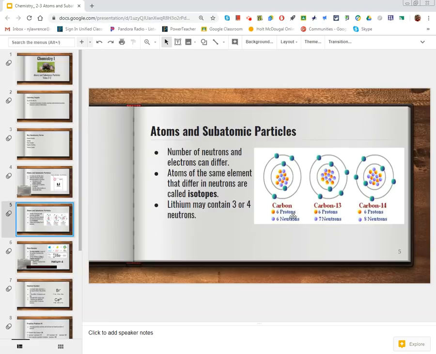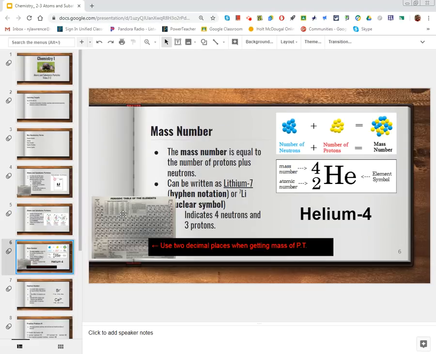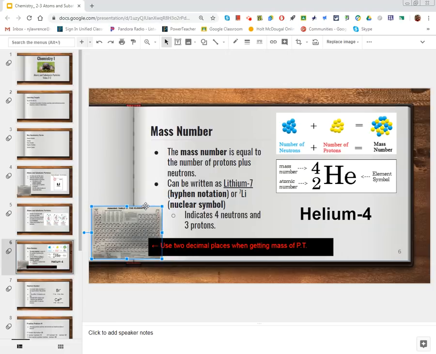So again, these are different isotopes. They're the same element because they have the same number of protons, but they're called isotopes because they have different neutrons. So how do we write it? How do we write these different ways to show what's going on and what isotope we're talking about? Well, there's 2 symbols you are learning right now. You are learning what's called the hyphen notation, which is simply where you write the word with a hyphen and then the number for the mass, and then the nuclear symbol, where you will write the element symbol, but then the mass number on the top and the atomic number on the bottom left.